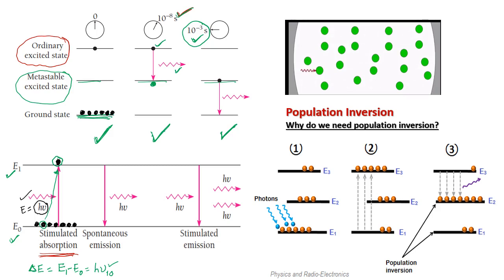Otherwise, when I am not going to stimulate it, these atoms are going to remain in the ground state. So I am stimulating this atom to absorb this energy which I am providing, and it moves to the next excited state. This process is known as stimulated absorption.